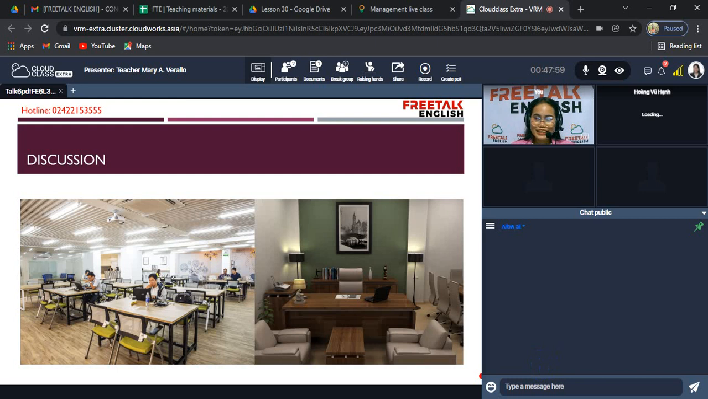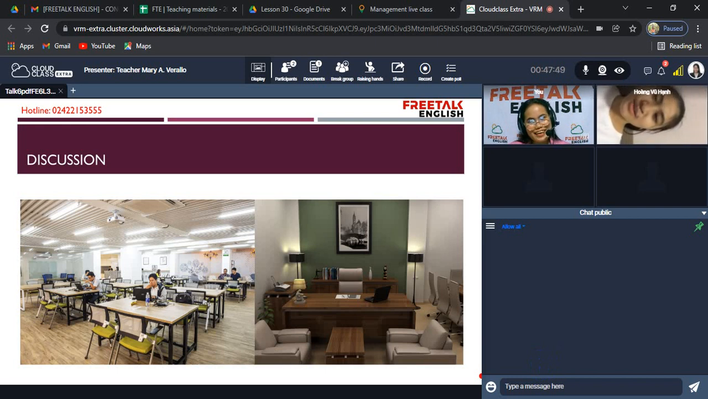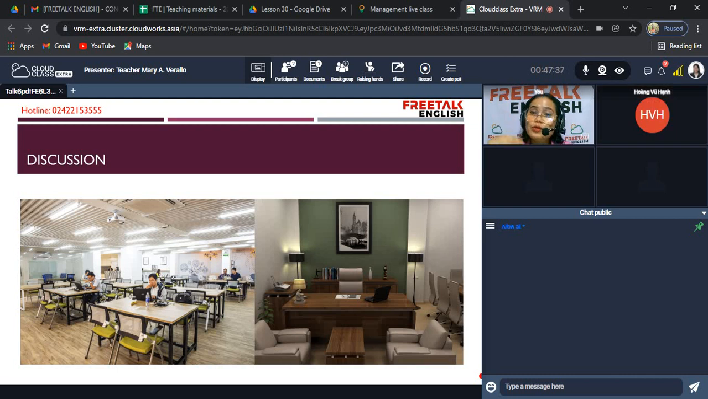Now, dear, is it okay if you open your camera so that we can start, because I cannot see you? If you have a problem with your internet connection, it's okay if you close your camera, because sometimes if we open our cameras, the internet will be slow. That is why we need to close it. If you want to turn off your camera, it's fine with me.